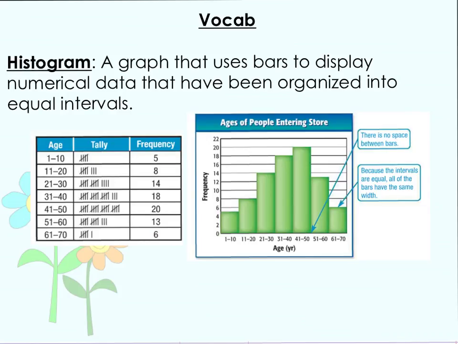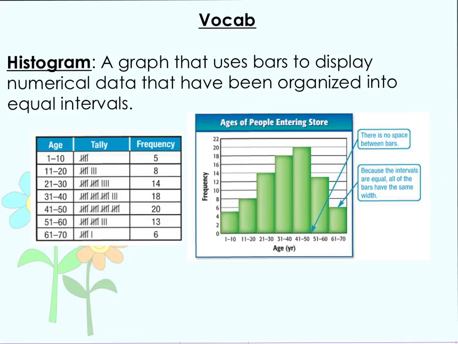There are pros and cons to it. It's nice because it gives us a general idea of how the information is spread throughout these intervals. But the con is that, let's say in this age group of 1 to 10, I don't know of those 5 people what their exact ages were. So that can be a downfall. We can never find mean, median, or mode using a histogram, because we don't have exact numbers. We can have a good idea of the range, but again, not an exact number.